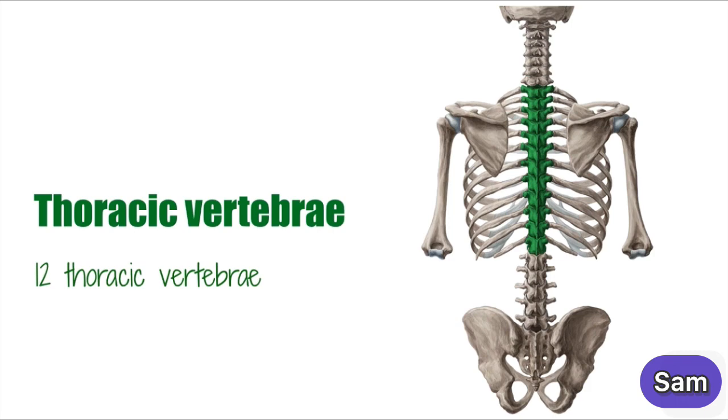This is because the lower vertebrae must be able to support more of the body's weight when a person is standing. For each of the 12 thoracic vertebrae, there is a corresponding pair of ribs attached to them.